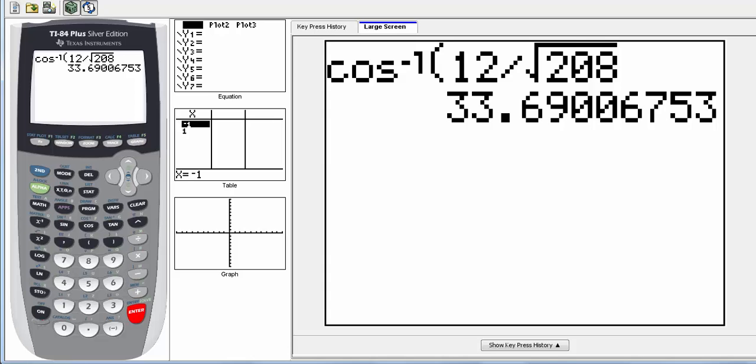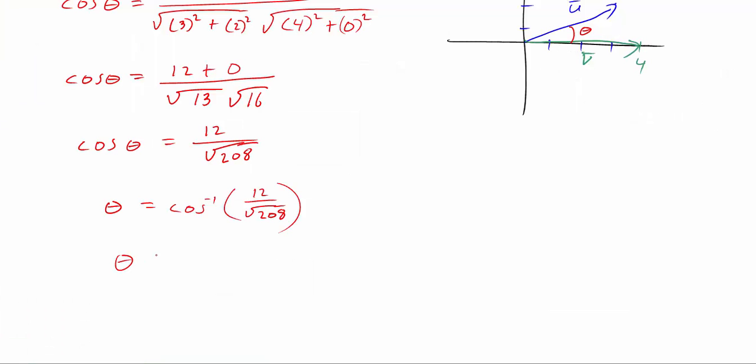And we get an answer of 33.69. So I may just make this easy enough and round it to 34 degrees. So therefore, theta is equal to 34 degrees. And if we look at the picture over here, it looks reasonable enough that this angle could certainly be 34 degrees. Okay?